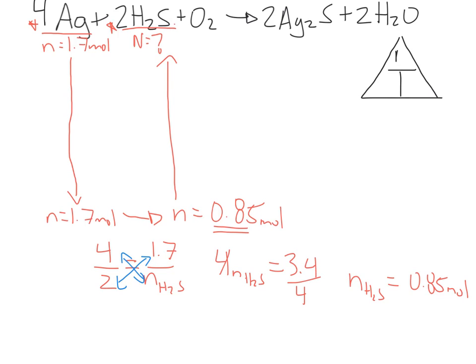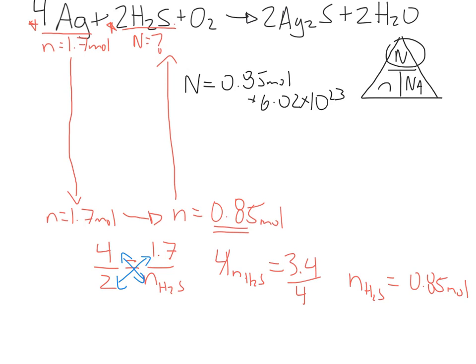So we know that the number of particles is equal to the number of moles times Avogadro's number. So I know from this triangle, I'm seeking big N. So I know that big N is equal to 0.85 moles. And I'm going to go ahead and multiply that by Avogadro's number, which is 6.02 times 10 to the 23. If I plug that into my calculator, I'm going to find that N is equal to 5.1 times 10 to the 23. And what is that? That's molecules.